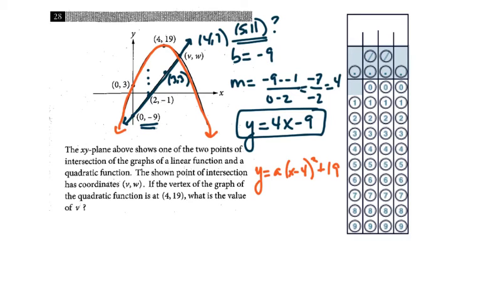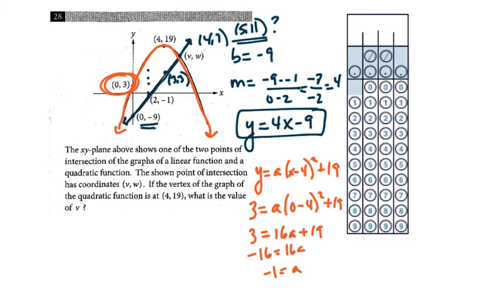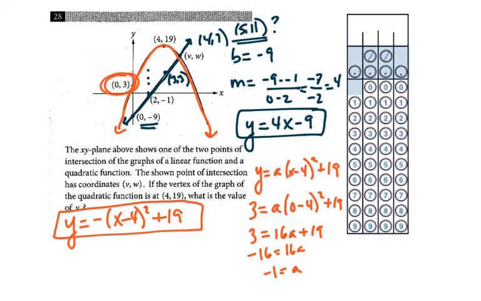We know it goes right 4 and up 19. We also know another point on that equation is (0, 3). So if we let the y value be 3 and the x be 0, so 3 is equal to 16a plus 19. So the a is negative 1. So the equation of the parabola is negative 1 times (x minus 4) squared plus 19. So this is another way to do it where I've got both of these equations, the line here, the parabola here. And again, I want to know where they cross.